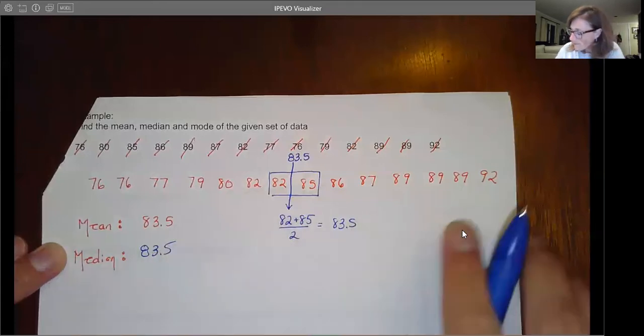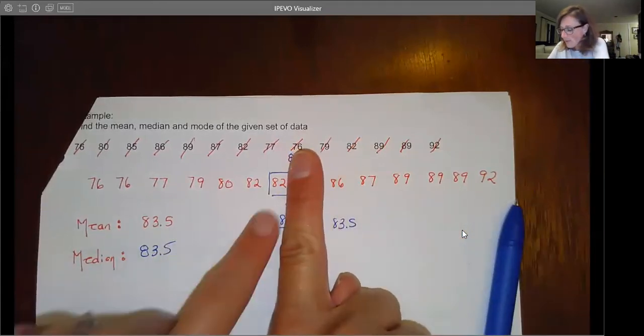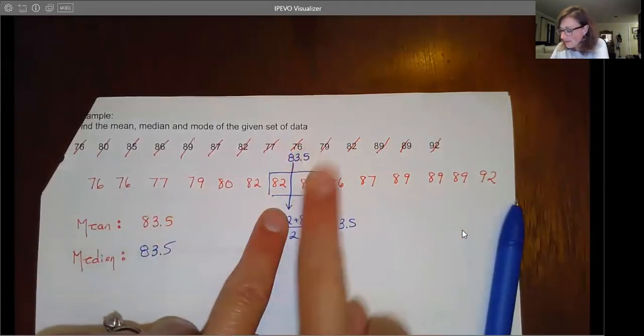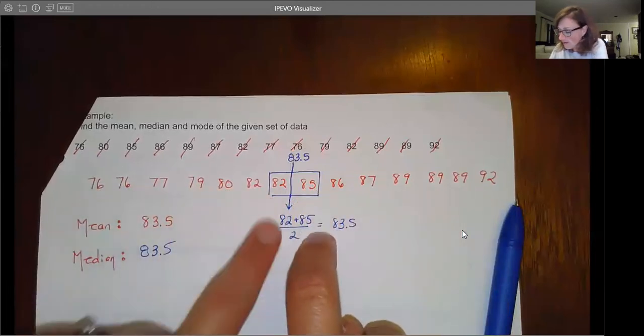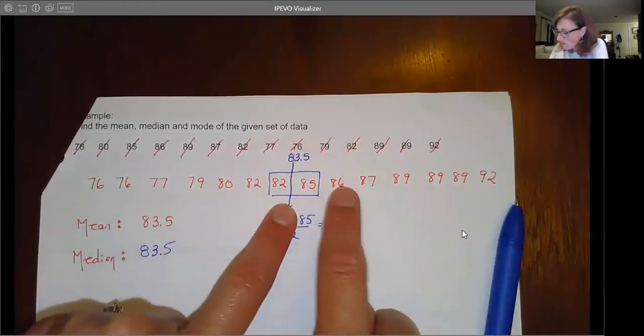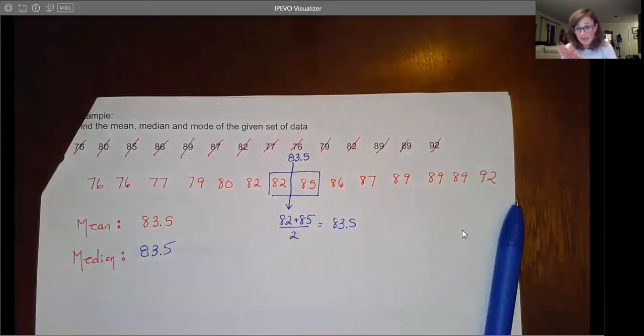Do you see the same number of pieces of data fall to the left as to the right? 1, 2, 3, 4, 5, 6, 7 fall to the left of that. 1, 2, 3, 4, 5, 6, 7. In that position, half the data values fall to the left, half fall to the right.